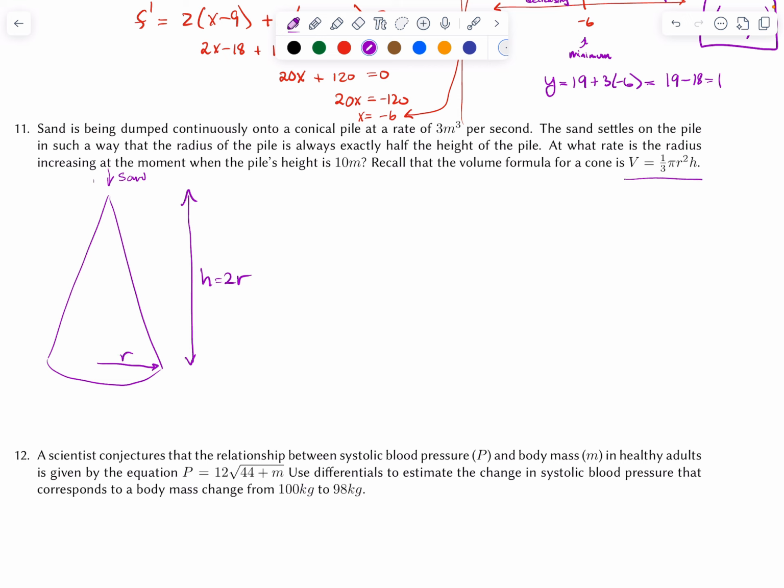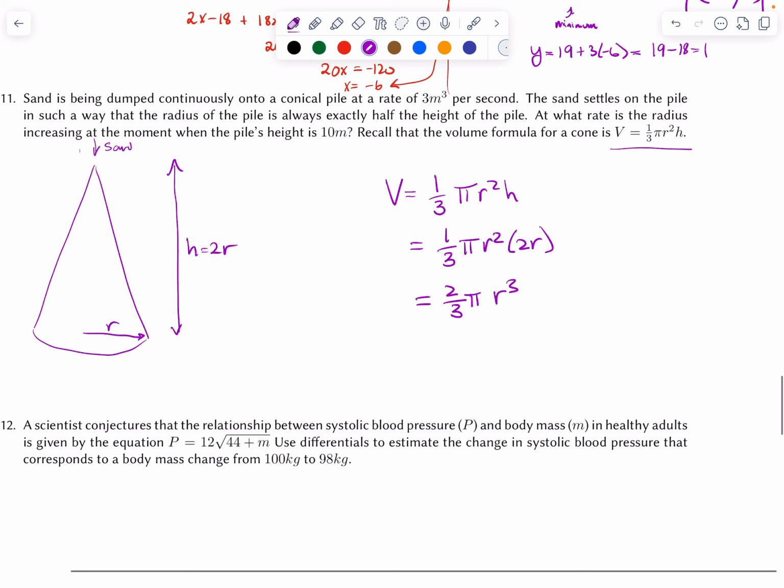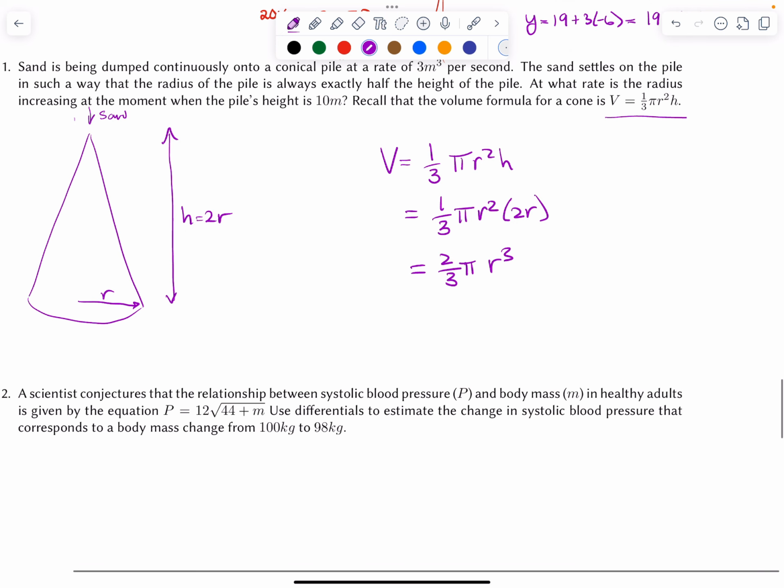We know that the volume of a cone is 1/3 pi r squared h. And so the volume of this cone is going to be 1/3 pi r squared times 2r, which is 2/3 pi r cubed. We want to know what's happening at the moment when the pile's height is 10 meters. So the pile's height is 10, which means the radius is 5.